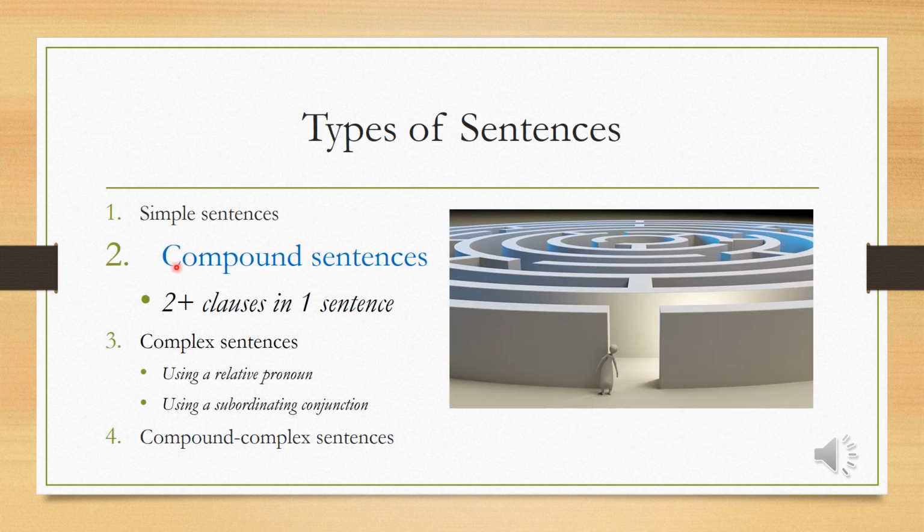How many types of sentences do we have? Basically just 4. 1. Simple sentences. 2. Compound sentences. 3. Complex sentences. And 4. Compound complex sentences. We have already produced 4 videos on complex sentences, and today we are going to start talking about the compound sentences. Basically, you have more than one clause, 2 or more in one sentence.